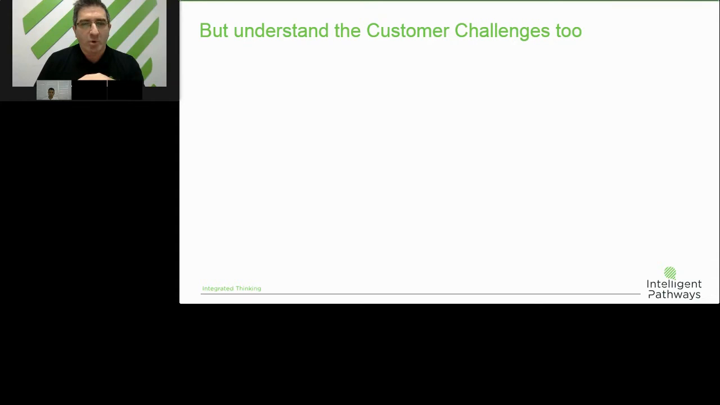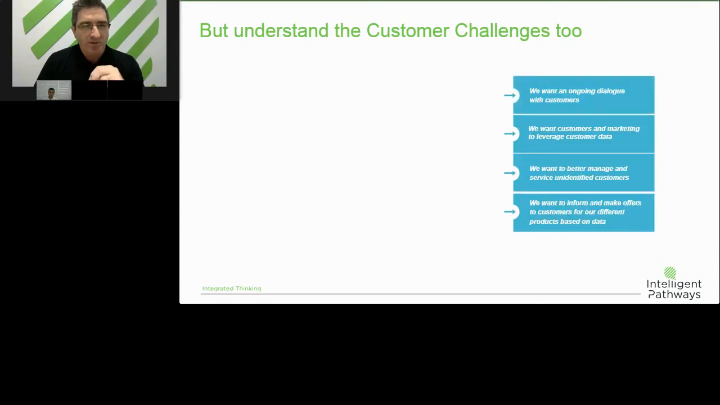What we're seeing a lot more of, and what's important, is to understand what the customer challenges are too. Not necessarily from the consumer or the customer themselves, but at least from the boundaries edge of our organisation and how it interrelates with those customers. So we're wanting to have an ongoing dialogue with our customers. What does that look like?